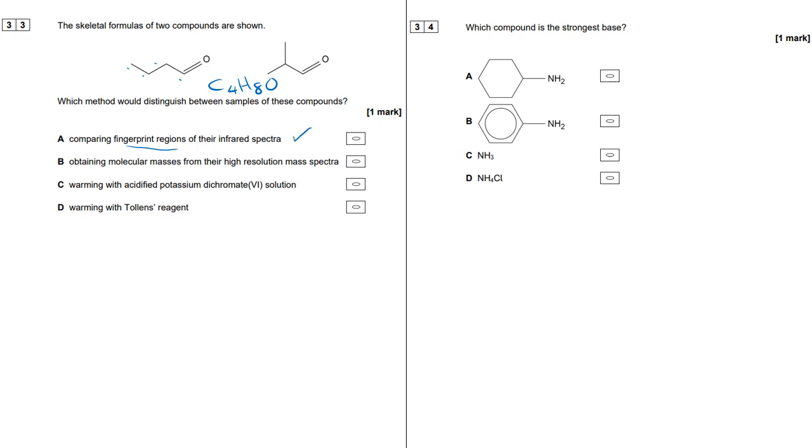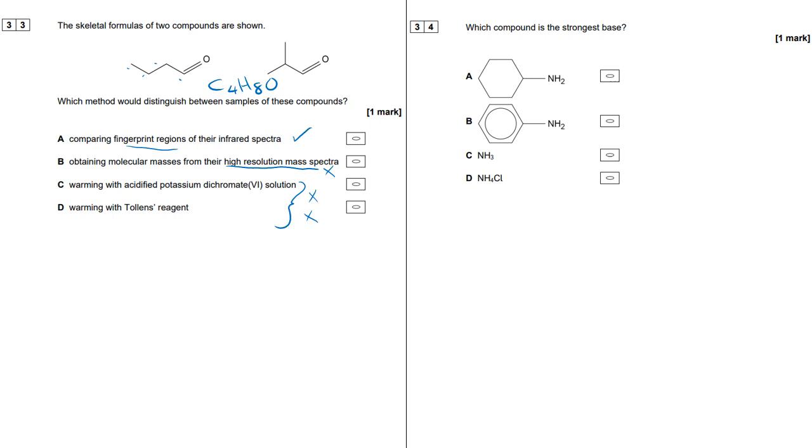But let's just eliminate options B, C and D. High resolution mass spec, they've got exactly the same formula, so that one would not work. And they would both be oxidized by potassium dichromate and Tollens reagent, so both of those statements are incorrect as well.